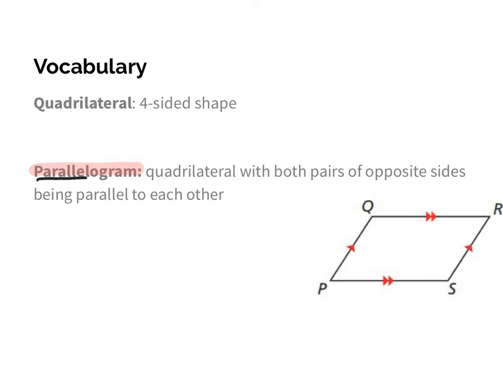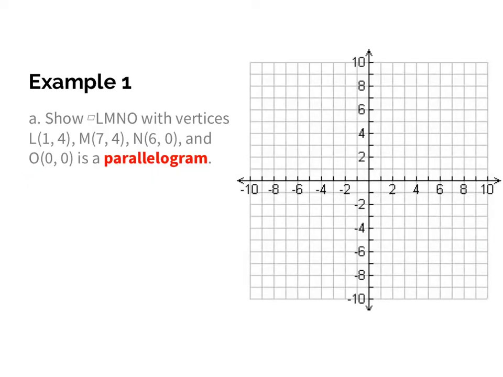Our goal for today is to look at different properties of parallelograms, including relationships between the sides and the angles. The first example we're going to look at is how do we know if something is a parallelogram. Again, the word parallelogram means that the opposite sides are parallel to each other. In this example, I give you 4 points to plot to make a quadrilateral: L, M, N, and O. If we plot those 4 points, we get a quadrilateral that looks like this. Our goal is to try and prove that this is a parallelogram.